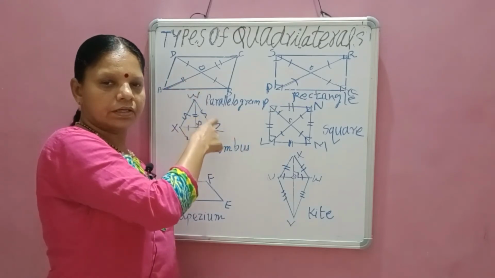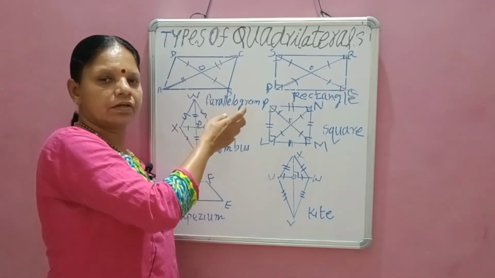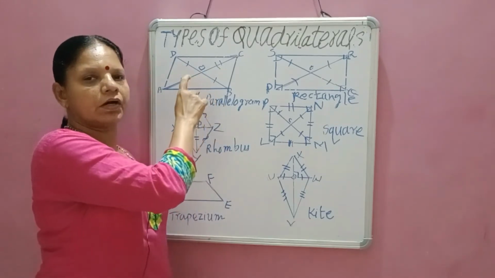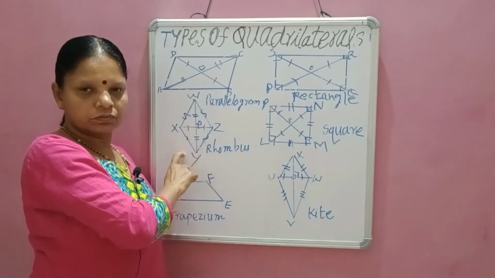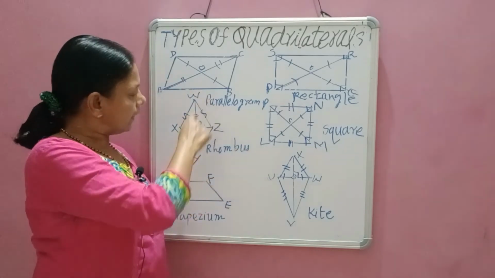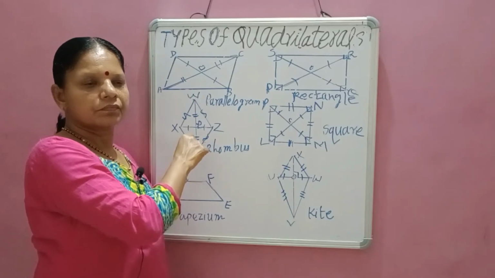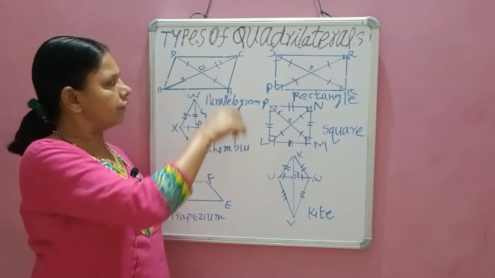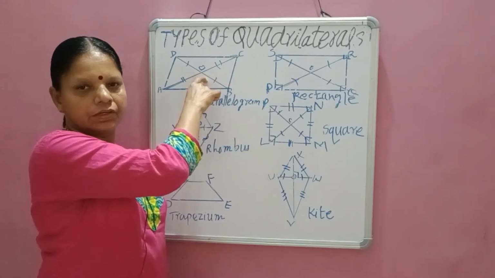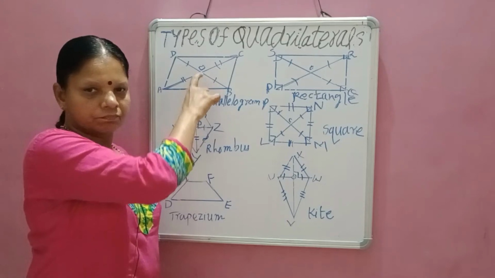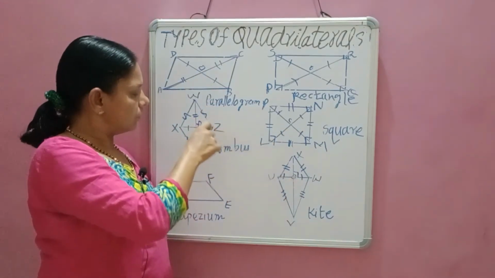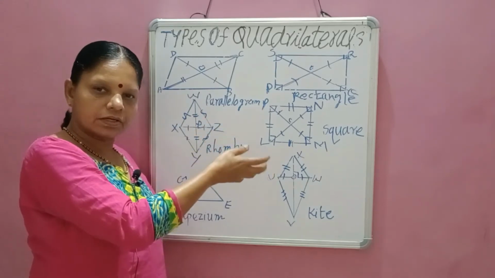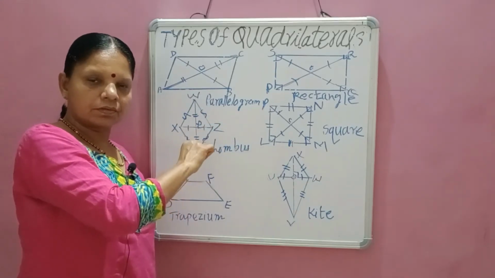All the sides are equal, then the quadrilateral is a rhombus. So all the properties of parallelogram are there for rhombus also. What is the extra property? Diagonals are perpendicular bisectors of each other. Bisectors you need not say, it is already there in the case of parallelogram. But still I am telling. Diagonals are perpendicular to each other. Also bisect each other. These are the properties of rhombus.